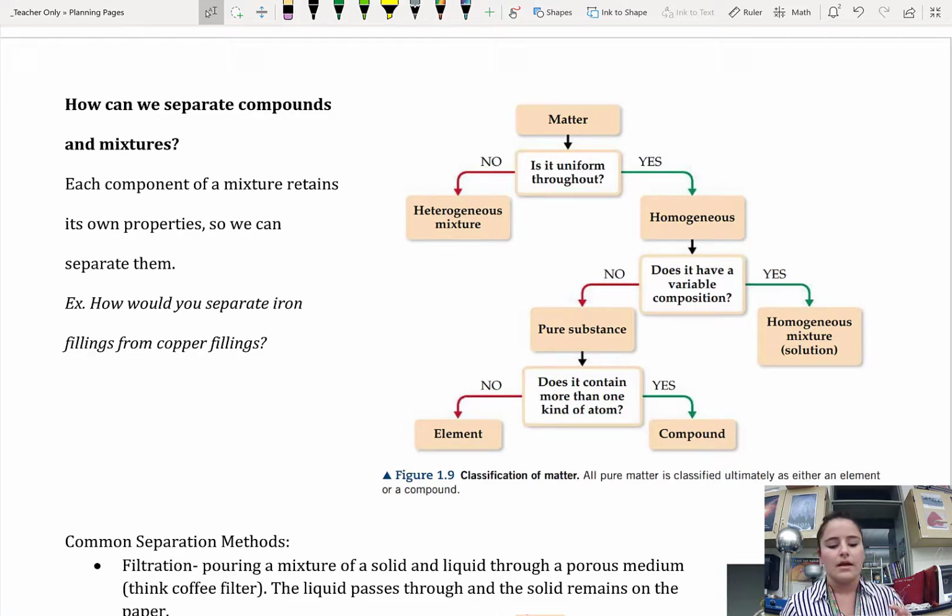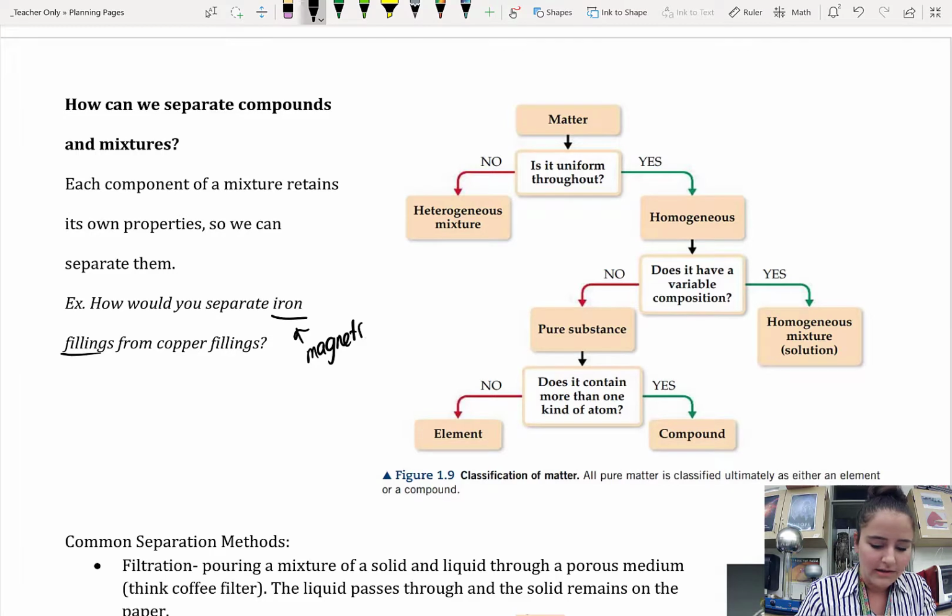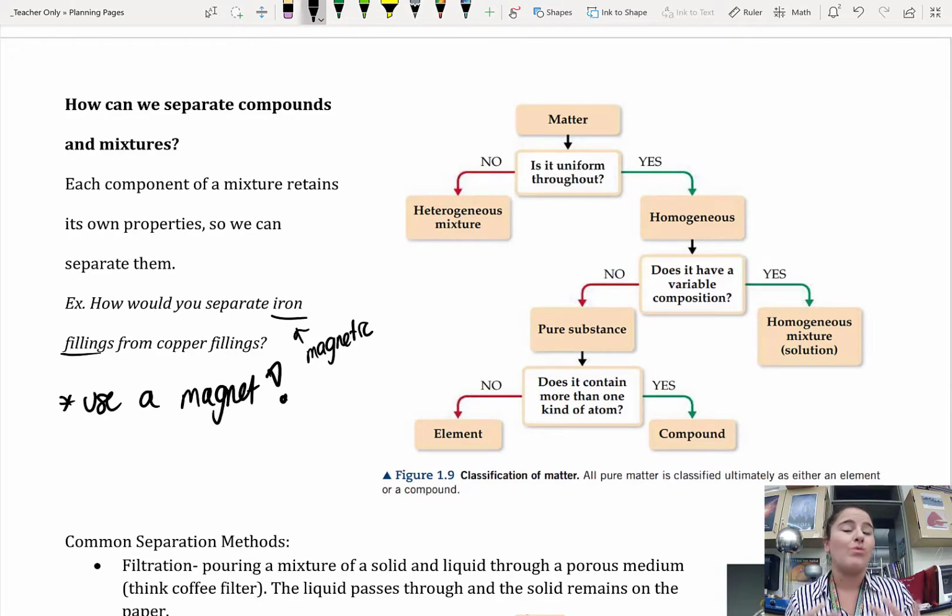So, that depends. Sometimes it's really easy. Like, can you guys think for a second, how would you separate iron filings from copper filings? Well, you guys might know that iron is magnetic, while copper is not. So you could use a magnet. You're separating them based on the properties that they have. And that's what all of separation is.